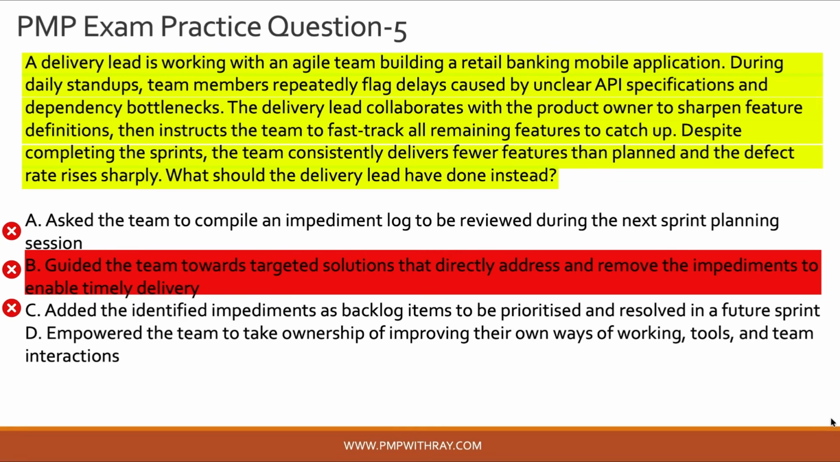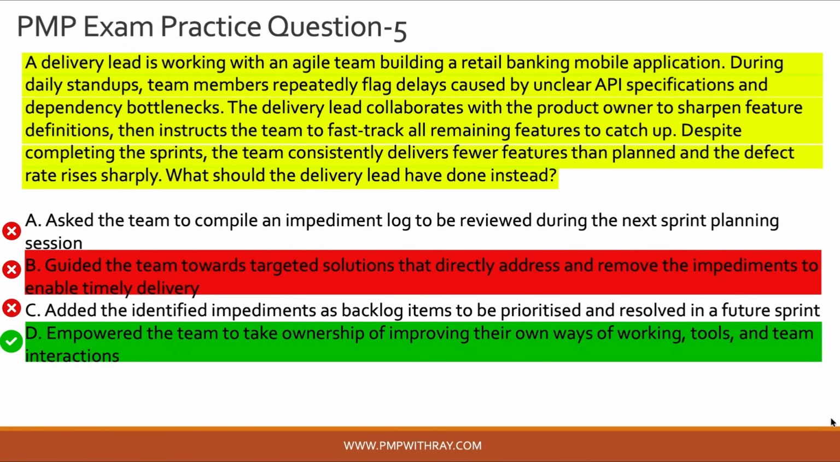And the correct answer to this question is option D, and this is the heart of agile leadership. A servant leader's job is not to solve problems for the team, okay? It is to create the conditions where the team can solve the problems themselves and be a self-sufficient team. So as a servant leader, you need to empower them. You need to trust them. Give them the autonomy to improve their own ways of working, their own tools and their interactions.